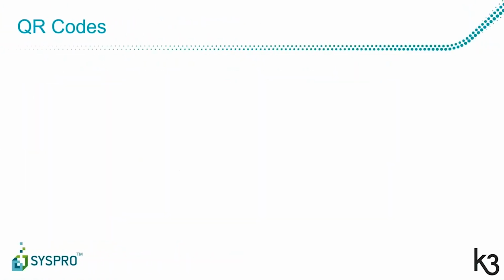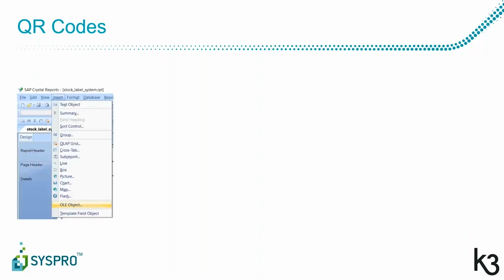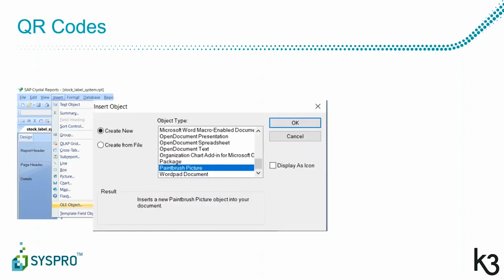So my second tip is around QR codes. Now, if you've got access to the learning channel, there is actually a good video on this already, but I want to bring it into this webinar to show you how you can use it. So what you first have to do is use the insert within Crystal Report and insert what we call an OLE object. From there, you actually add a paintbrush picture.